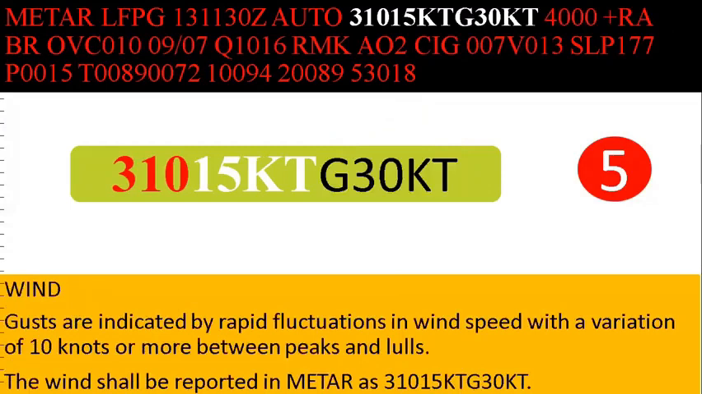Gusts are indicated by rapid fluctuations in wind speed with a variation of 10 knots or more between peaks and lulls. So here it has been shown like this. First, wind data have been given 31015 KT and it is gusting up to 30 knots.